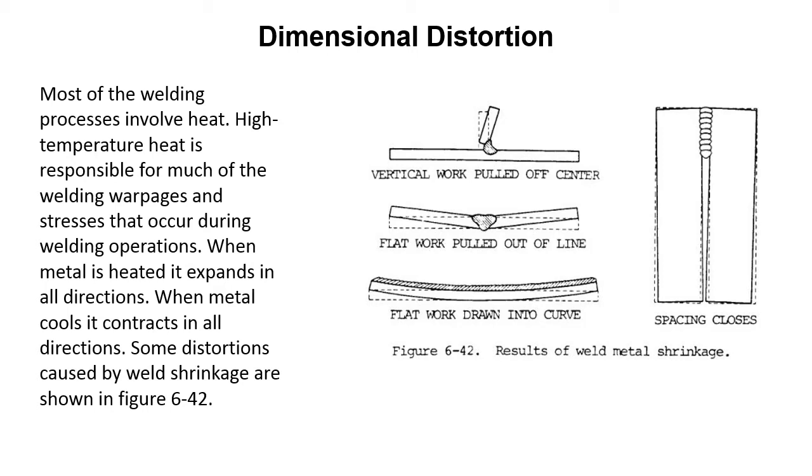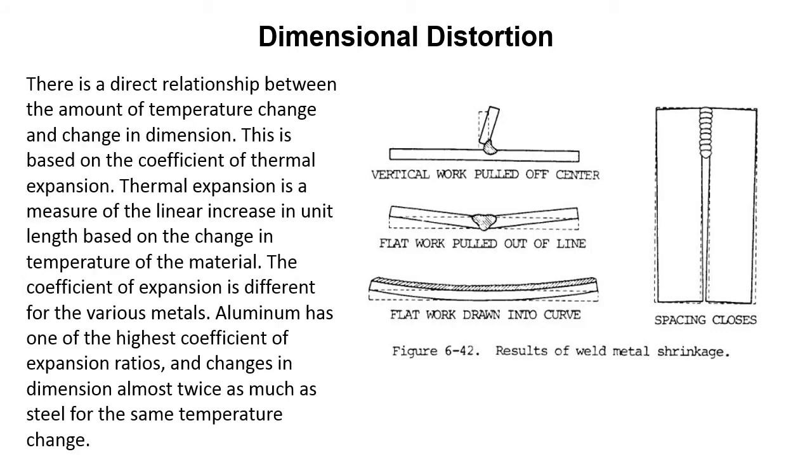We'd have the flat work drawn into a curve and flat work pulled out of line. We had all kinds of issues, and we found a couple of workarounds to make our product a lot better and usable. So, dimensional distortion, you can't blow it off. You've got to think about it and put it into planning when you're making weldments.